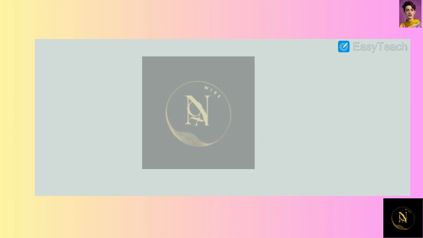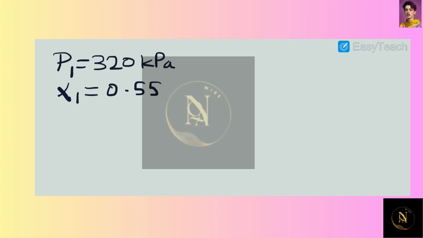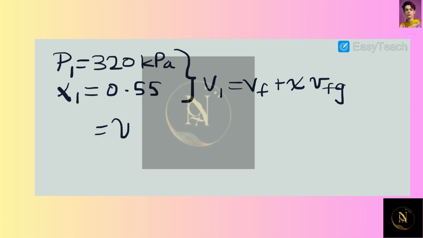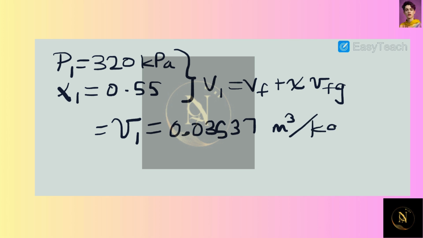So what we're going to do now is define the state. We know the incoming state is defined by the pressure, that's equal to 320 kPa, and our quality equal to 0.55. What this means is that we're at the saturation state, and we can actually go ahead and solve for specific volume using this information by plugging this into V, saying that V1 is equal to Vf plus x Vfg. And this gives us a specific volume equal to 0.03537 cubic meters per kilogram.